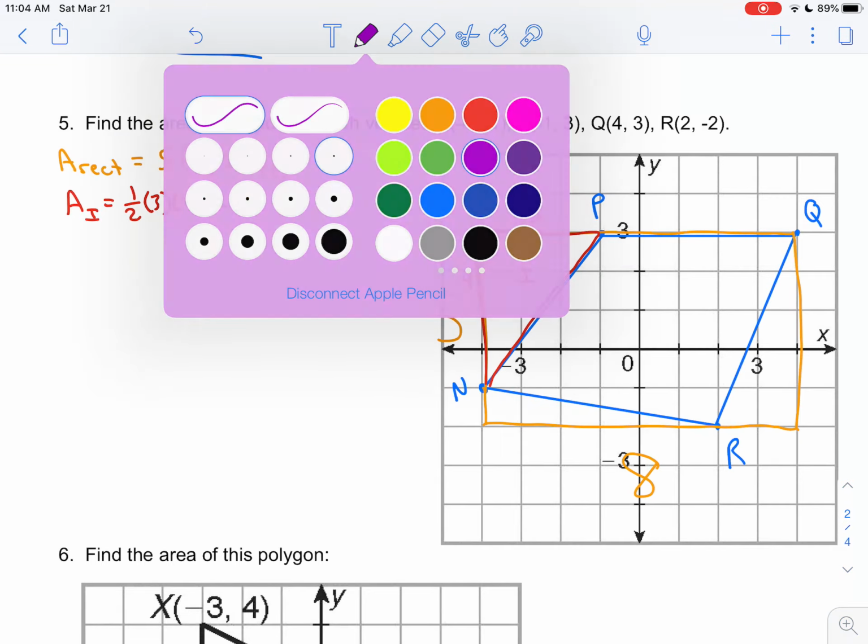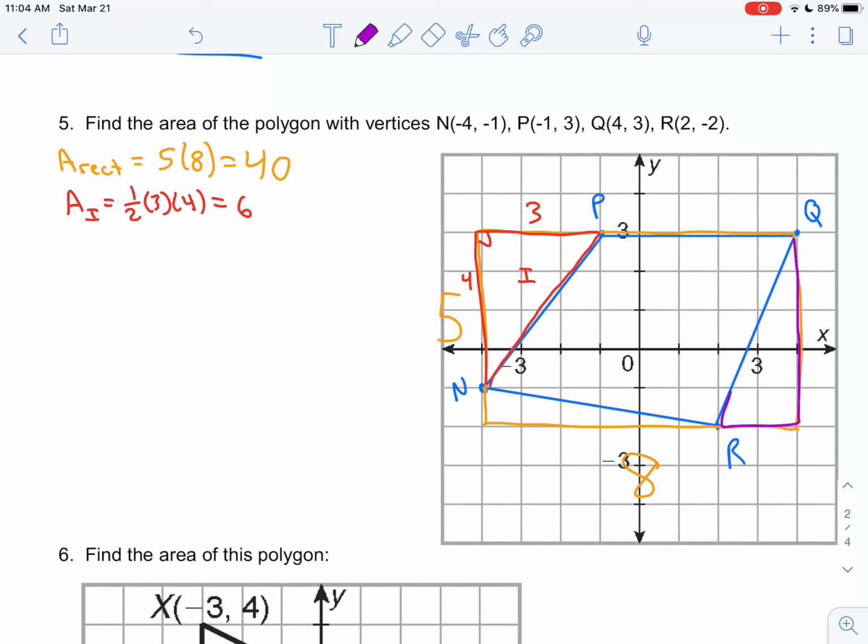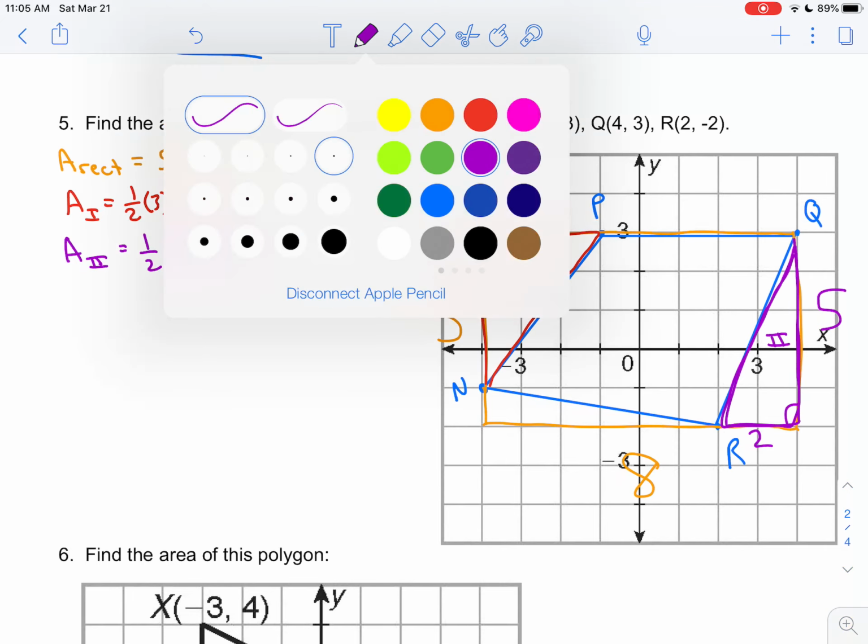And then I'm going to go purple. So there's another triangle over here. And the height is 5, and the base over here is 2. I forgot to call that triangle 2. For some reason, we like to use the Roman numerals with the letter I to call it 1, 2, 3, 4. I can't explain why. It's just nice. So 1/2 times the base of 2 times the height of 5. That's a perfect 5. That's awesome.